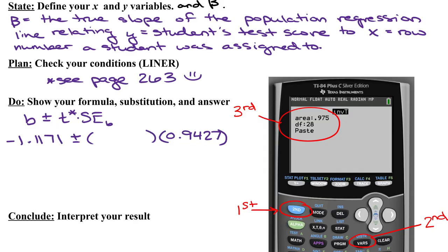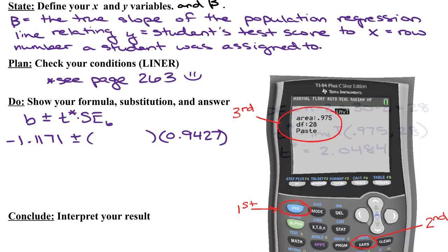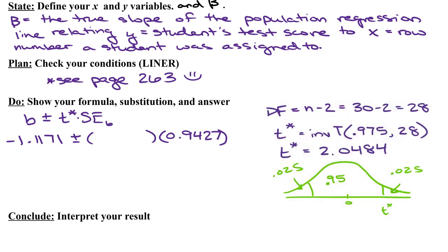Remember, even though our confidence interval was 95%, if we visualize our 95% confidence interval, we have that 0.025 area in the tails. So the area below our t star is 0.975, the 95% plus the 0.025. That's where we're getting 0.975. So we can plug in to get 0.0484 and then continue to crunch this out to get our final answer.